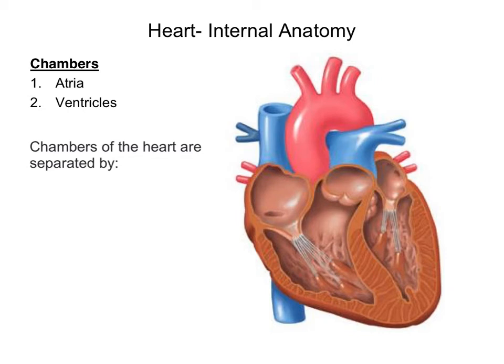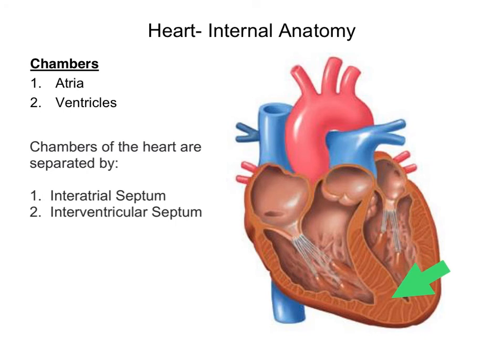Between the 2 atria is a wall of myocardium called the interatrial septum. In this diagram, it's difficult to see the interatrial septum because the aorta and the pulmonary trunk are obstructing your view. Next, between the 2 ventricles is a wall of myocardium called the interventricular septum.